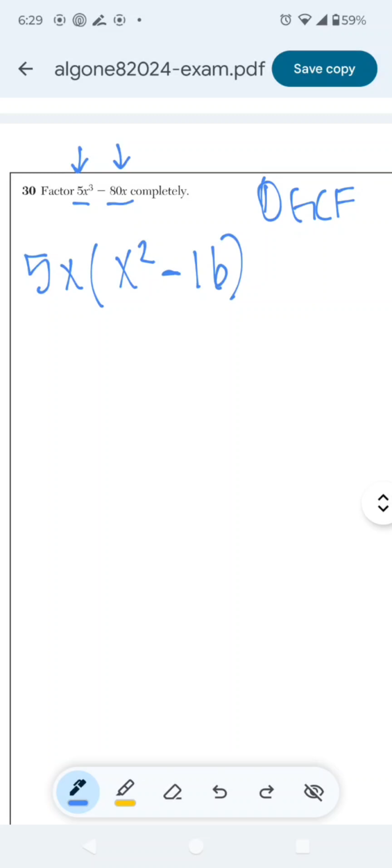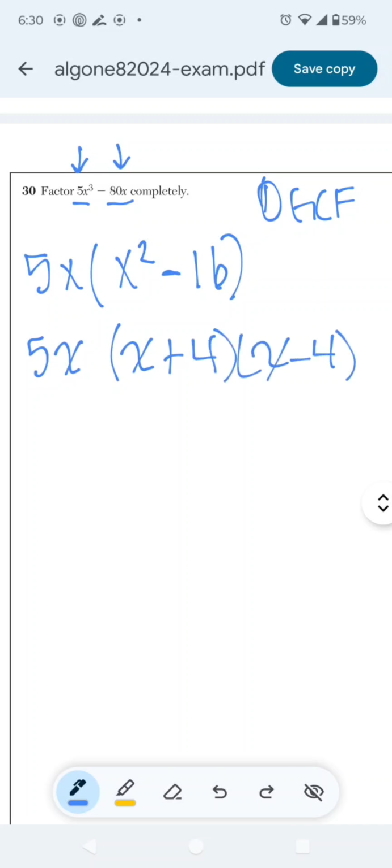I look and see if I can factor this more, and I can. Now this is a difference of two squares, which is great because that means I can factor it into the sum and difference of two squares. So 5x is going to be x plus 4 and x minus 4.